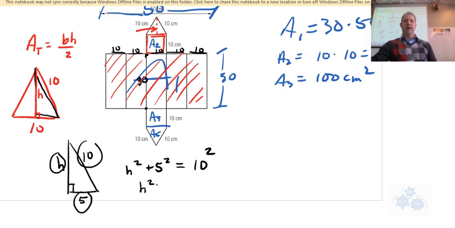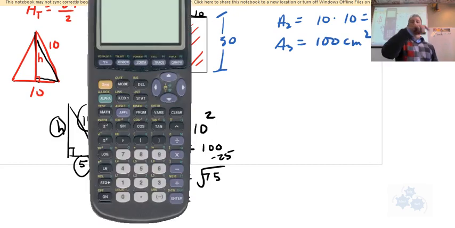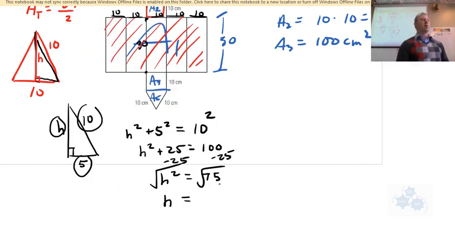So what do I have? I have h squared plus 25 equals 100. I'm going to subtract 25. I'm going to have h squared equals 75. And do you know how to find h from here? Square root. Very good. So we get on our calculator. Maybe you guys can help me out with this, please. What's the square root of 75? Make sure your calculators are smart enough to do that.